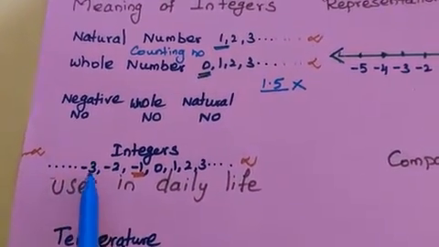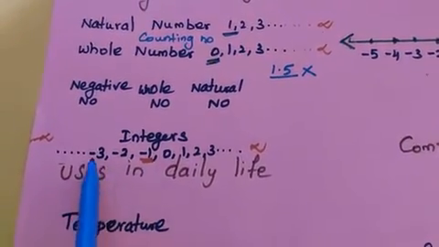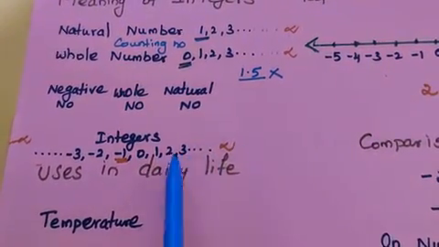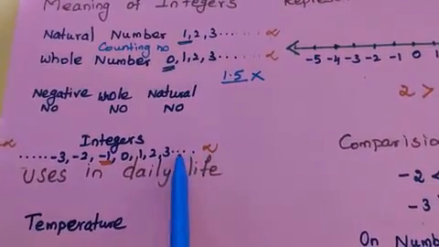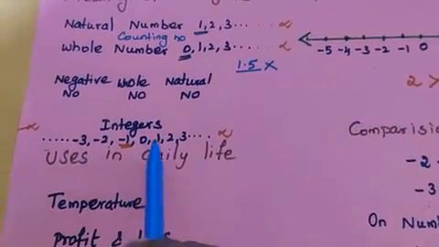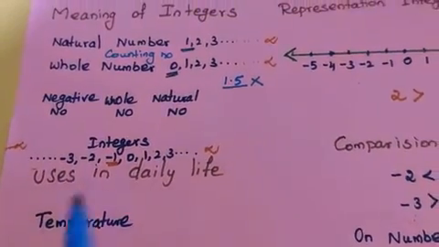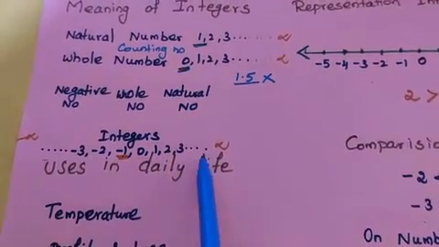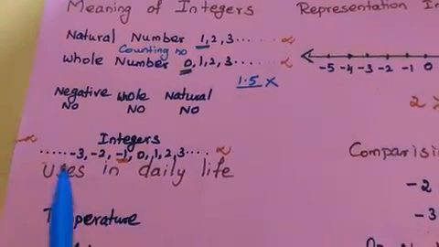I have taken some numbers: -3, -2, -1. These are all negative numbers. And 0, 1, 2, 3. From here the whole numbers start, and from here the natural numbers start. So I put a dot. This dot shows that the numbers go on like this, right? So -3, -2, -1, 0, 1, 2, 3 like that. These numbers are called integers. So it has the negative numbers, whole numbers and natural numbers. The integration of these 3 kinds of numbers is integers, right?